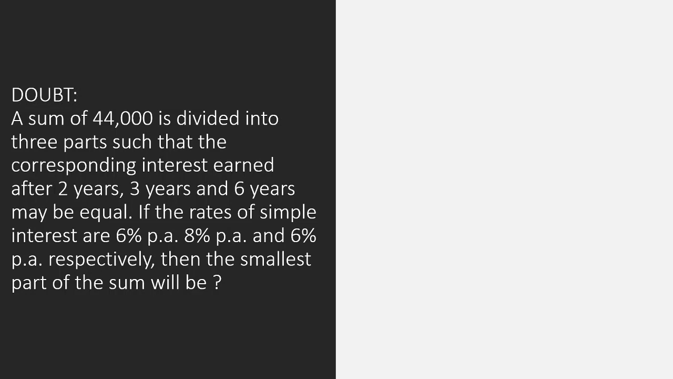In this video, I'll be covering one question based on simple interest. The question is: a sum of 44,000 is divided into three parts such that the corresponding interest earned after 2 years, 3 years and 6 years may be equal. So you want the simple interest earned to be equal after this duration, where the rates of simple interest are 6, 8 and 6 per annum respectively.